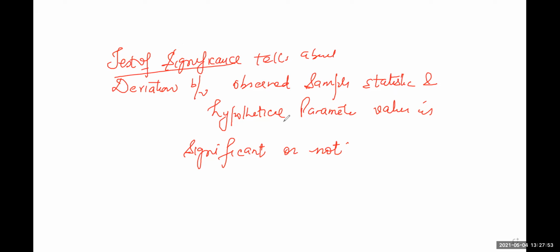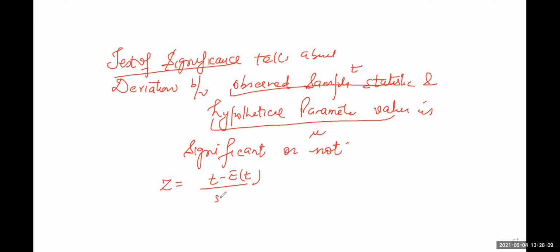the deviation between the observed sample statistic, suppose I have taken small t, and the hypothetical parameter value, that is mu. इन दोनों के बीच का डिफरेंस सिग्निफिकेंट है कि नहीं है. अभी कल आपने z लिखा, z क्या लिखा? t minus expected of t divided by standard error of t. बेसिकली इन दोनों के बीच का डिफरेंस आप चेक कर रहे हैं, राइट? अब अगर t मेरा सैंपल कौन सा है? सैंपल स्टैटिस्टिक्स x bar है और मेरा expected of t कितना होगा? That is E of x bar is equal to mu.